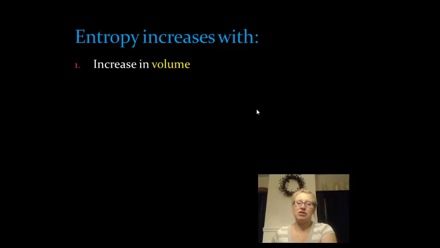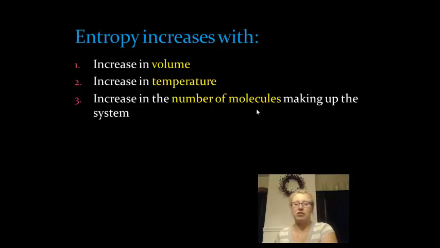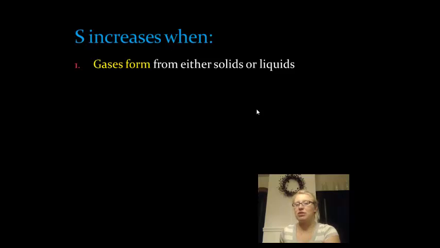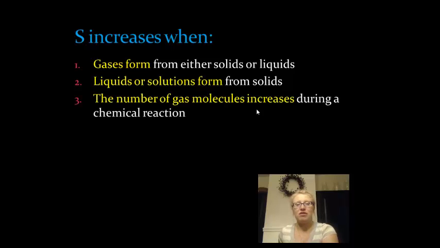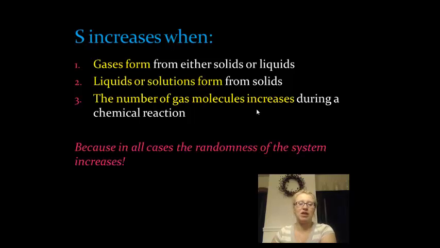So entropy will always increase if the volume increases, if you increase the temperature because the particles are moving faster. If you increase the number of molecules making up the system, the entropy will increase, like if you added a ton more stuff to your room. Entropy will increase when gases form from solids or liquids, because you're going from something ordered to something unordered. If you form a liquid or a solution from a solid, again for the same reasons. If you increase the number of gas molecules during a reaction, the entropy will increase because there's more possible combinations of those molecules. In all of these cases, the randomness of the system will increase.